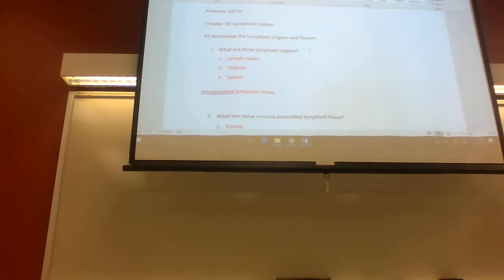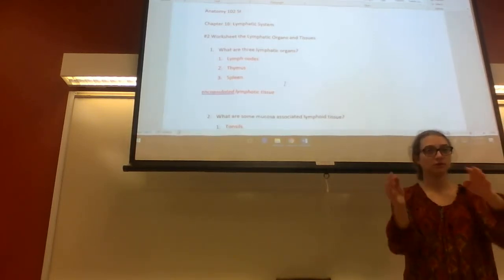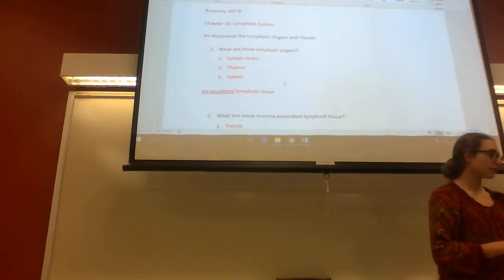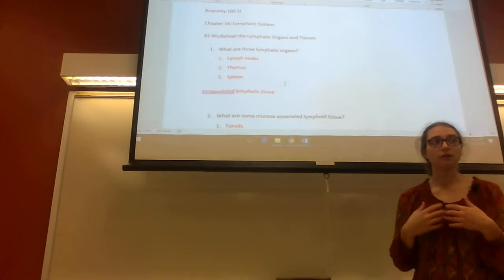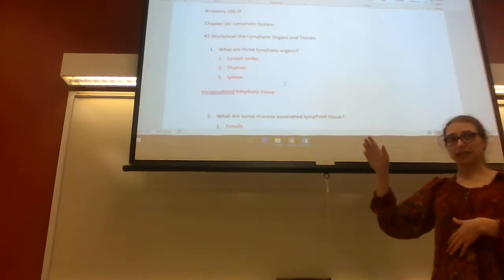But actually, it's not too bad. The 3 lymphatic organs are your lymph nodes, your thymus, and your spleen. The big takeaway with lymphatic organs is that they're encapsulated lymphatic tissue. So they have a capsule around them. They're like an organ, so to speak. Your lymph nodes are distributed all throughout your body.